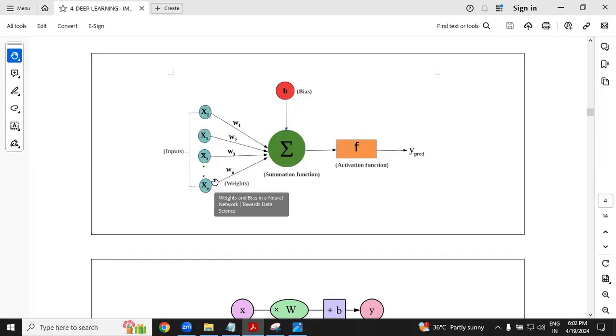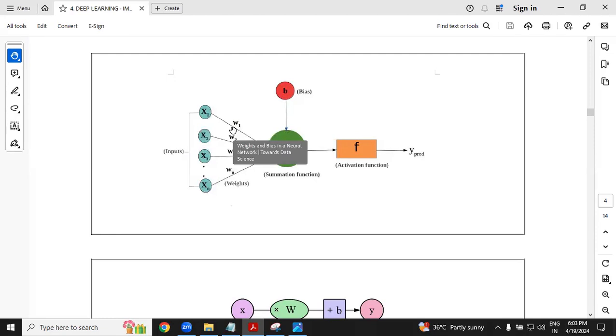I already told you, in machine learning, for every input value, for every feature, there is a coefficient value. Same thing in deep learning: for every neuron, there is a value. That value is called a weight.